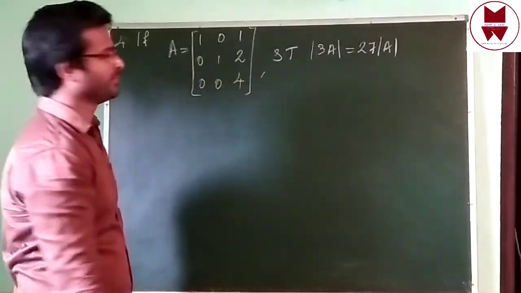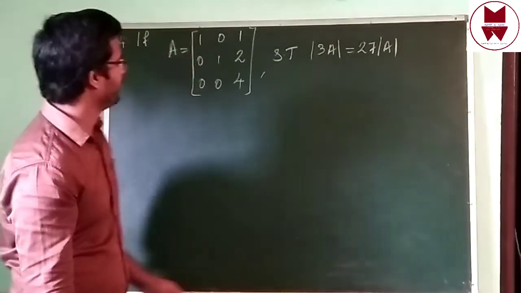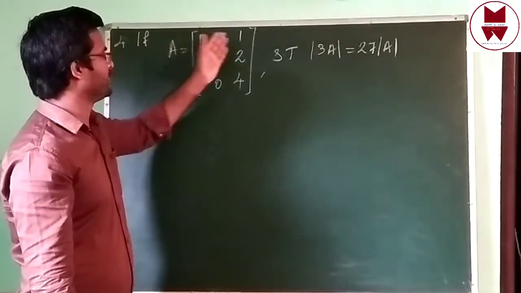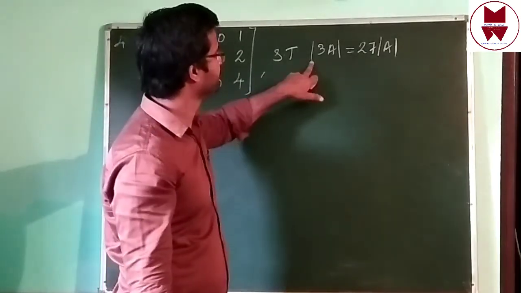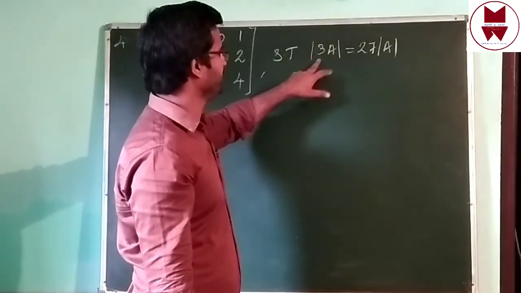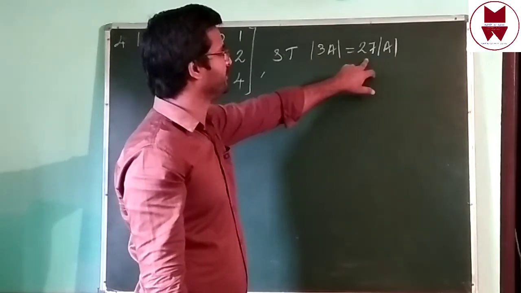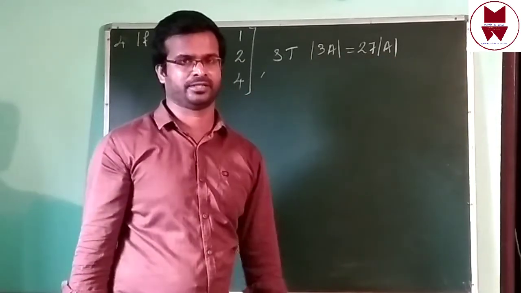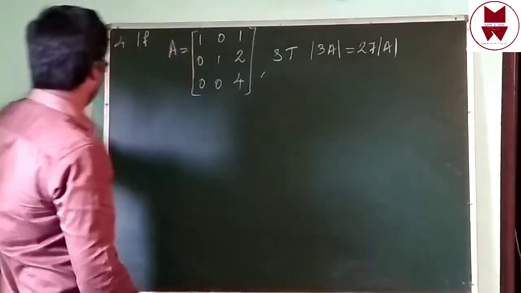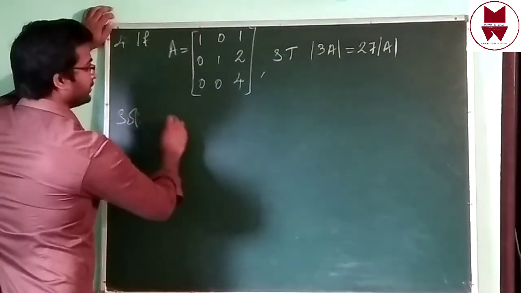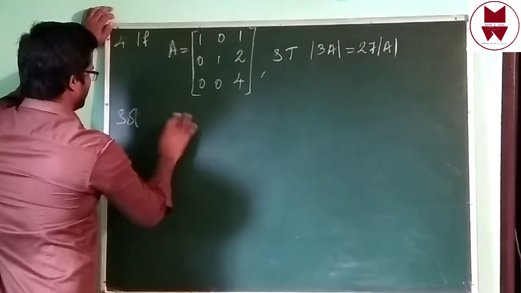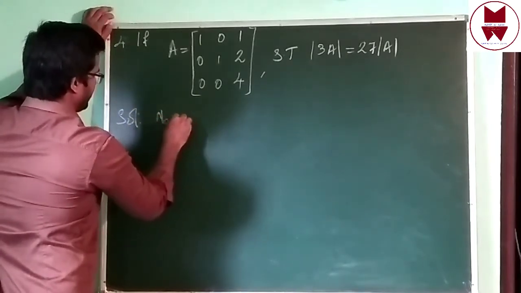Now we can see question number 4. If A equals the matrix [1, 0, 1; 0, 1, 2; 0, 0, 4], show that determinant of 3A equals 27 into the determinant of A. Now, first we can see 3A. Find out 3A.